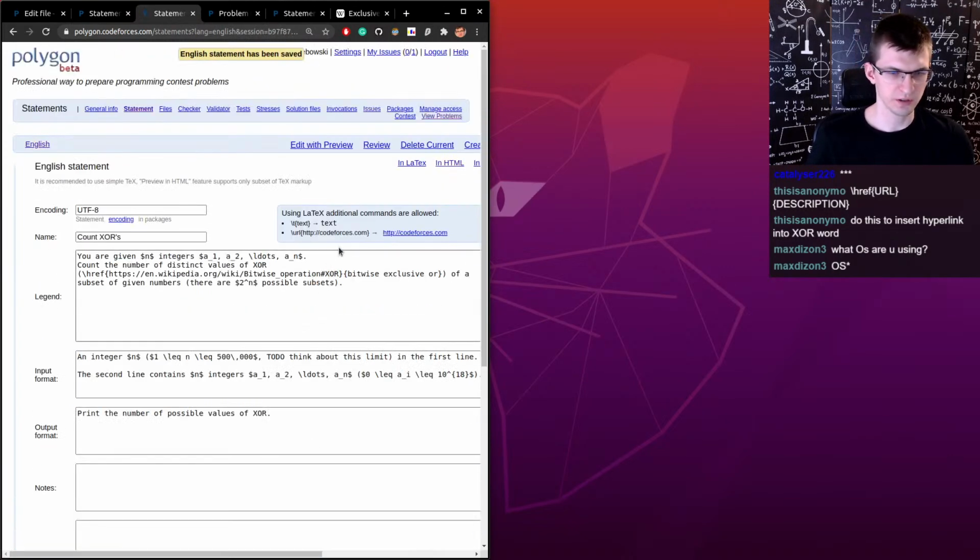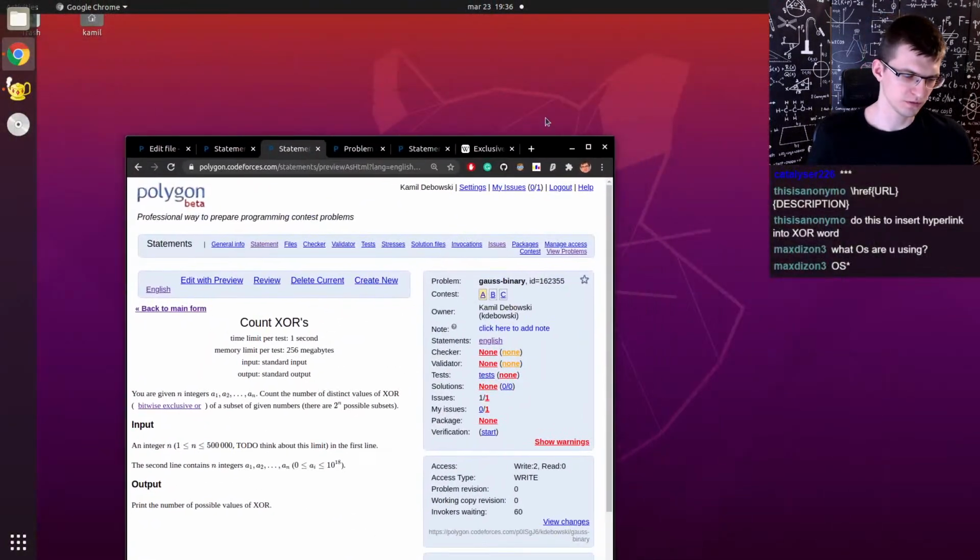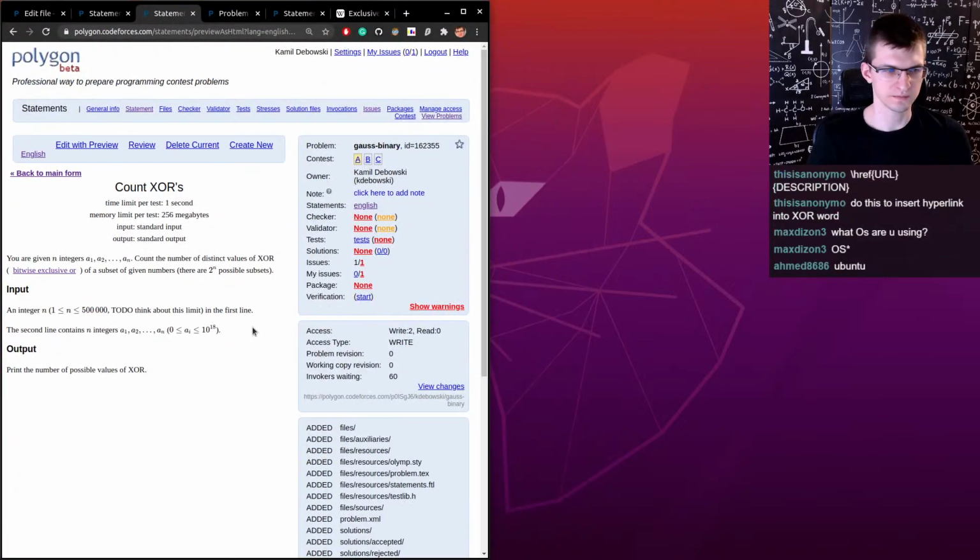What operating system are you using? This is Linux here, Ubuntu, but I also have Windows 10.